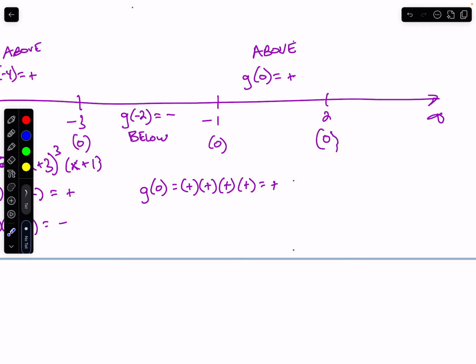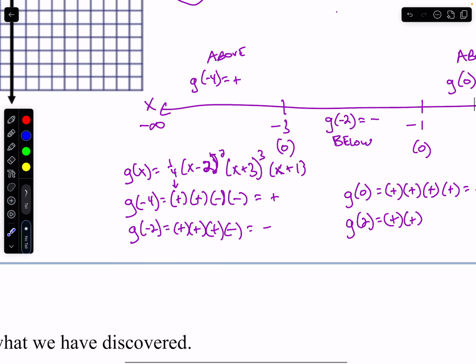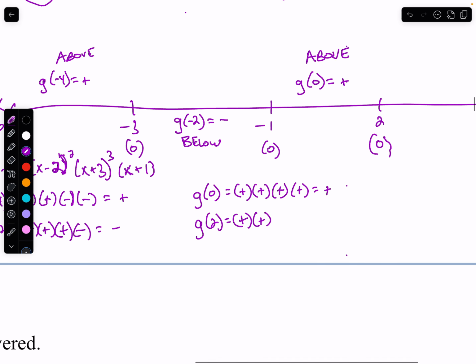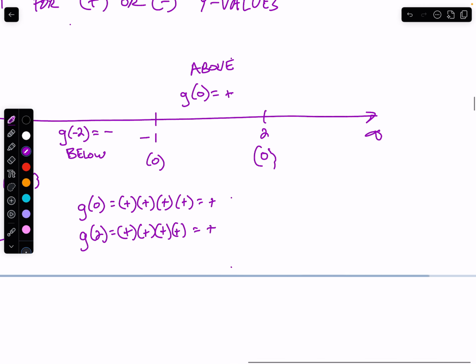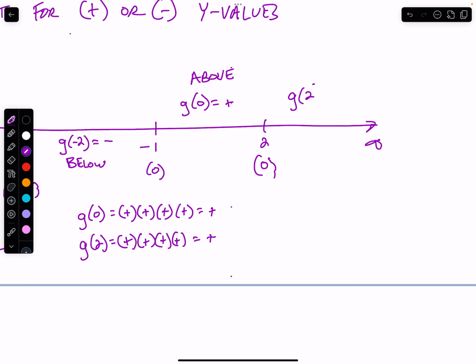Now at 2, I'm going to find g of 2. I know it's going to start out positive, because there's no other start that it can be, because 1/4 is always positive, squared is always positive, and now we're plugging in 2. So 2 plus 3 is positive, 2 plus 1 is positive, all this stuff's positive, everything's positive. So then g of 2 is positive, so we're above. So at this one, the y values are positive.